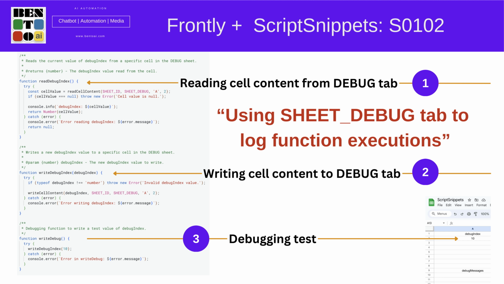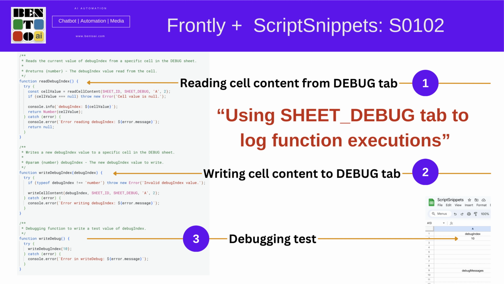The Read Debug Index function is your way of quickly flipping to your bookmark to see where you left off. It reaches into a special cell in the debug sheet of your spreadsheet, grabs the number that's there, and tells you, "This is clue number 42." That's your debug index. If it can't find a number to tell you, it raises a flag, letting you know something's amiss by saying, "Hey, there's no bookmark here."